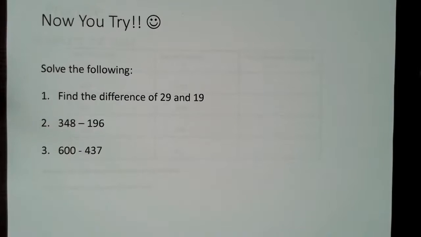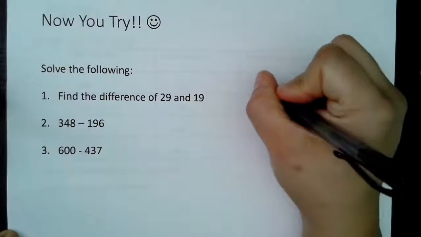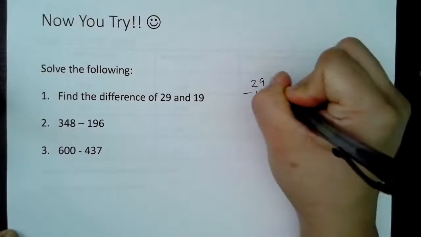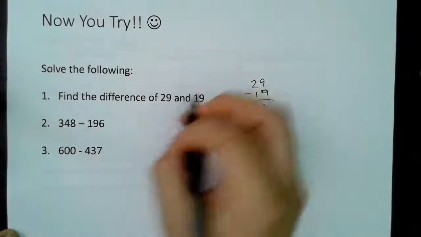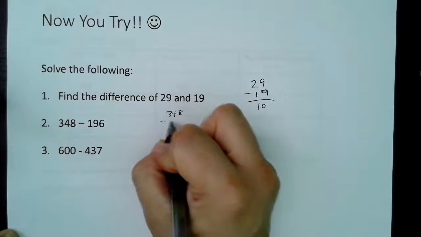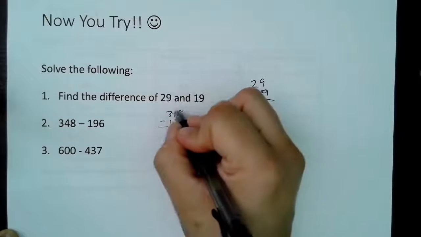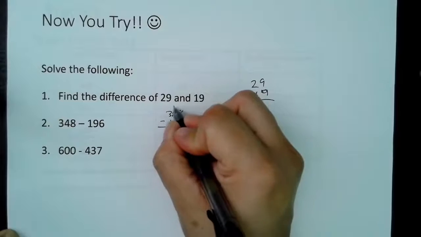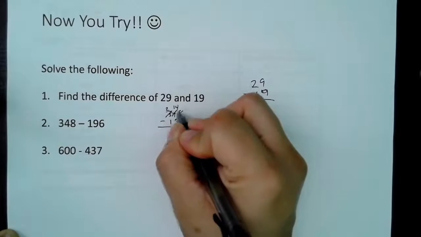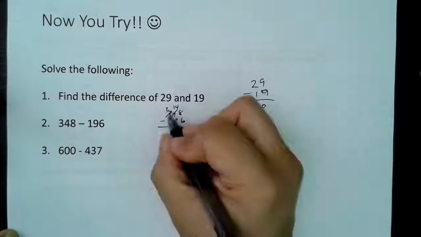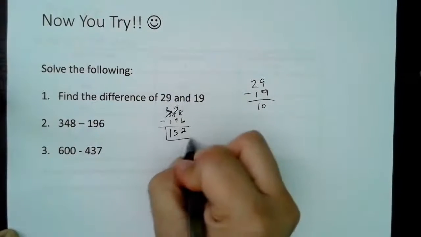Okie dokie, so the difference between 29 and 19, so 29 minus 19, that's just 10. Then we have 348 minus 196. So 8 minus 6 is 2. 4 minus 9, let's borrow, turn this into 14. That becomes 5, and then 2 minus 1 is 1, so this is 152.